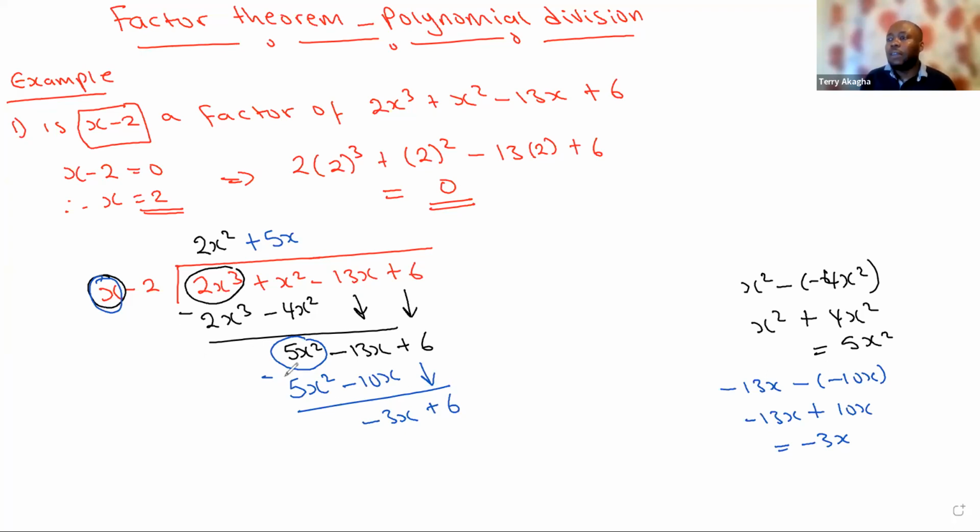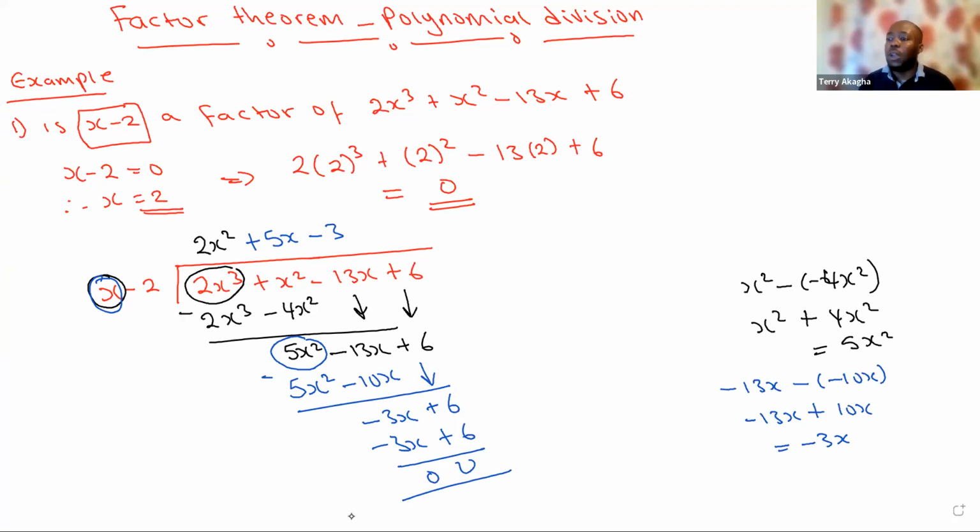Okay? X in minus 3x is going to give you minus 3. So minus 3 times this is going to give you minus 3x. Minus 3 times minus 2 is going to give you plus 6. And as you can see, it's going to give you what? 0. Okay? So from here now, you can see that x minus 2 is also a what?